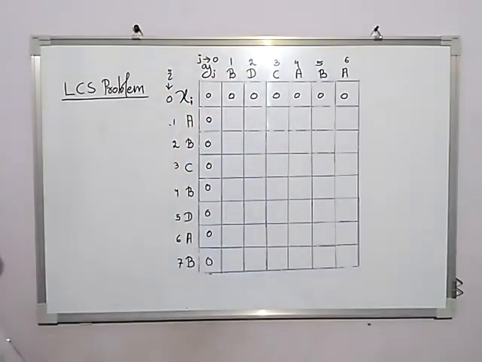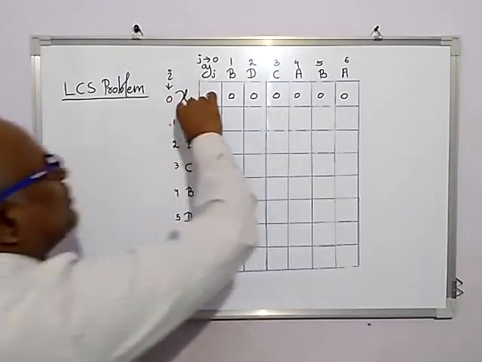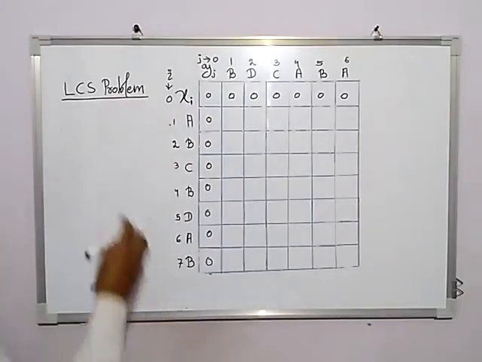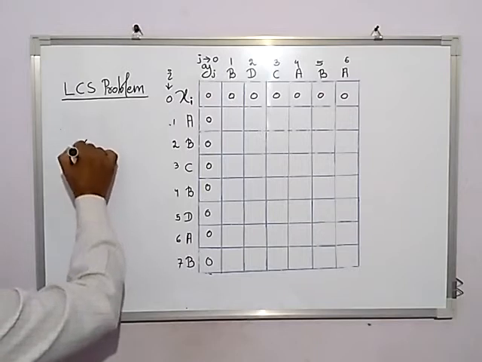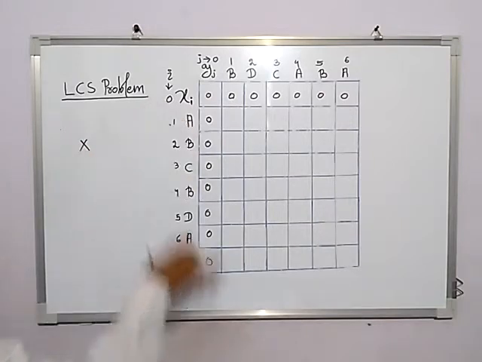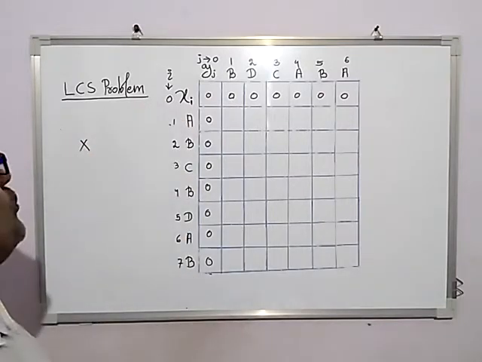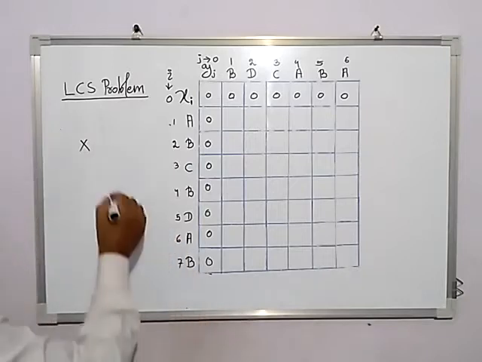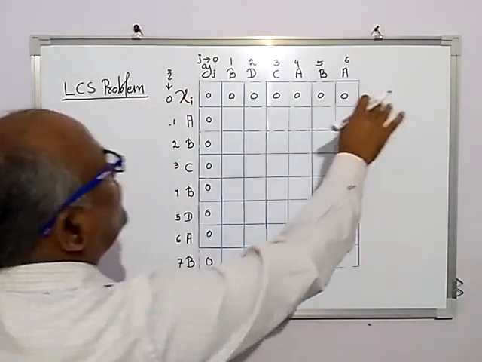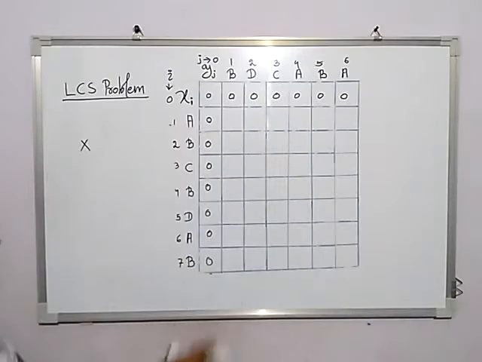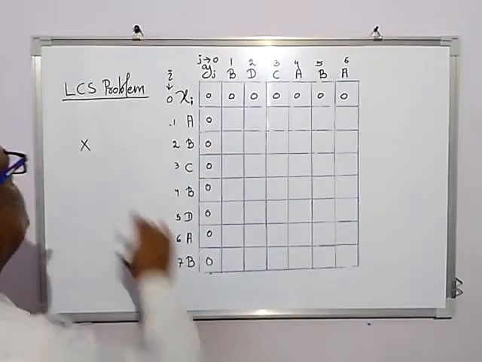And since, suppose from the two sequences x length is 0, then automatically LCS will be 0 for two sequence. That's why I have initialized the top row by 0 and the left column by 0.